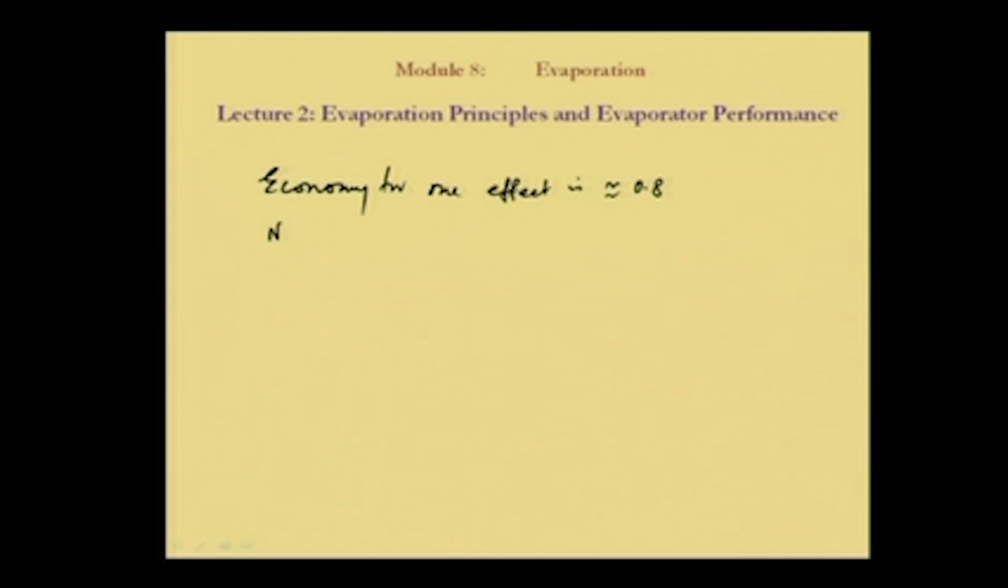If the number of effects is equal to n, then the total economy will be nearly equal to 0.8 n. This is a very gross estimation. Now, why is it less? The reason is that there are 3 things, as I told you. When the external steam is heating, there will be some heat loss.